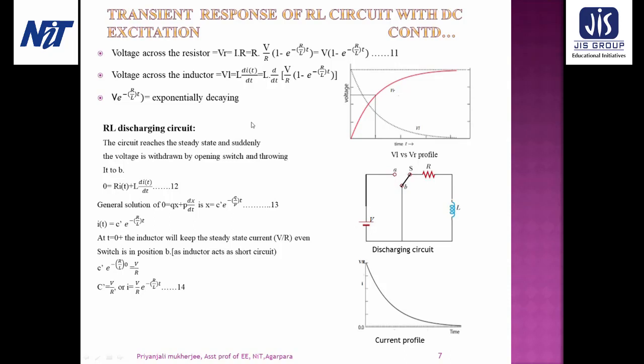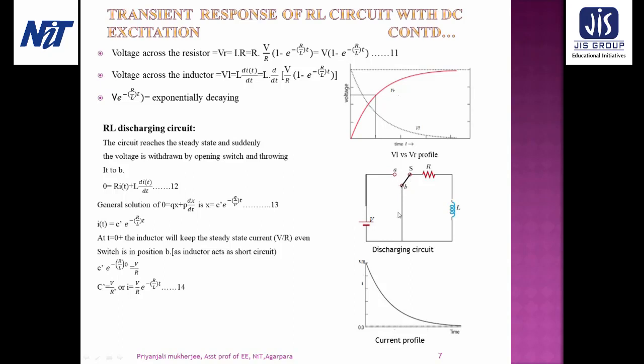And the next one is the RL discharging circuit. In the previous case, we considered that the switch is connected to A and the voltage supply is applied to the R and L in series connection. Now, in this circuit, we are considering that the circuit reaches the steady state, and after reaching the steady state, suddenly the voltage is withdrawn by opening the switch and throwing it to B.